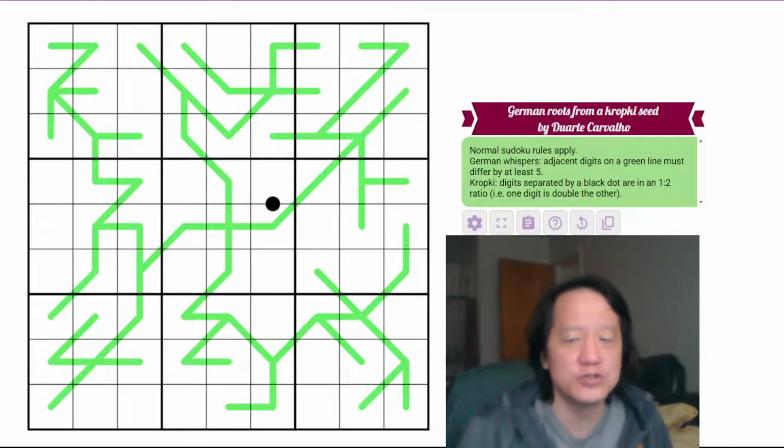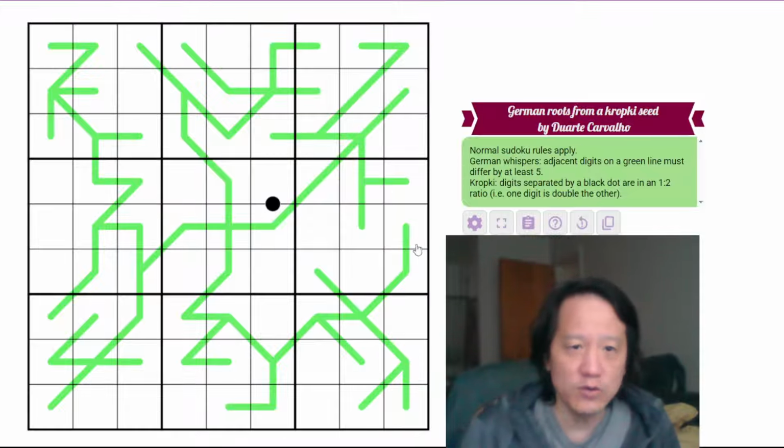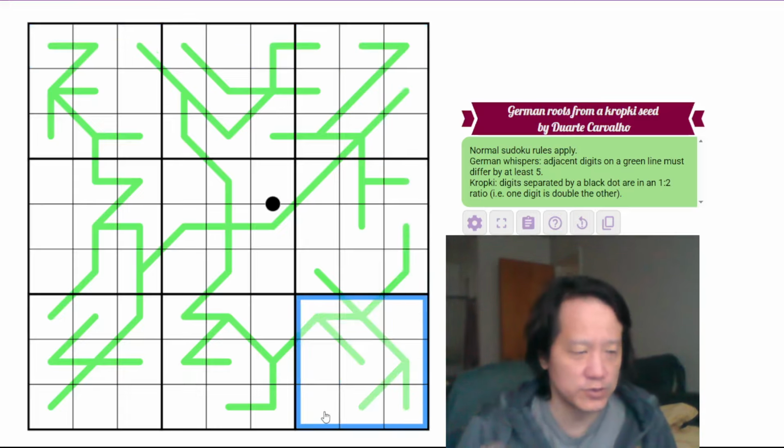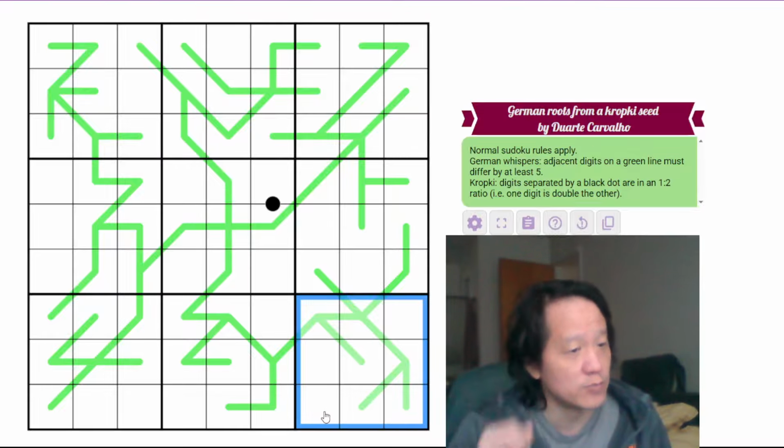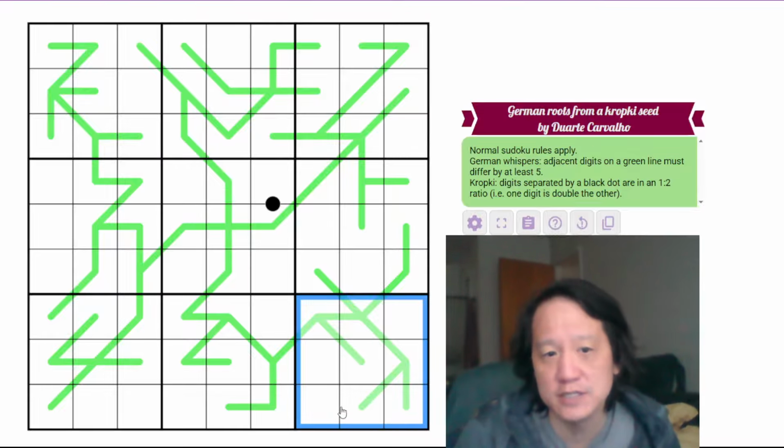Normal Sudoku rules apply, which means in every cell in the grid, place a single digit from 1 through 9 such that every row, column, and designated 9-cell region, which is a box, contains the digits 1 through 9 exactly once each.